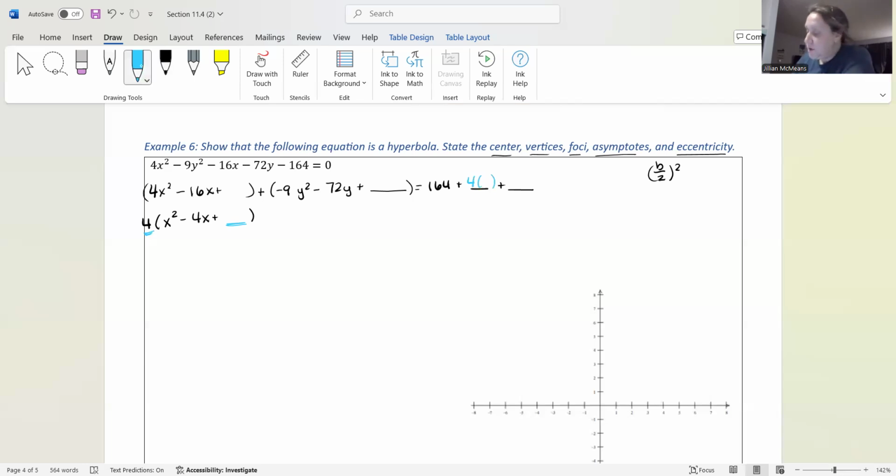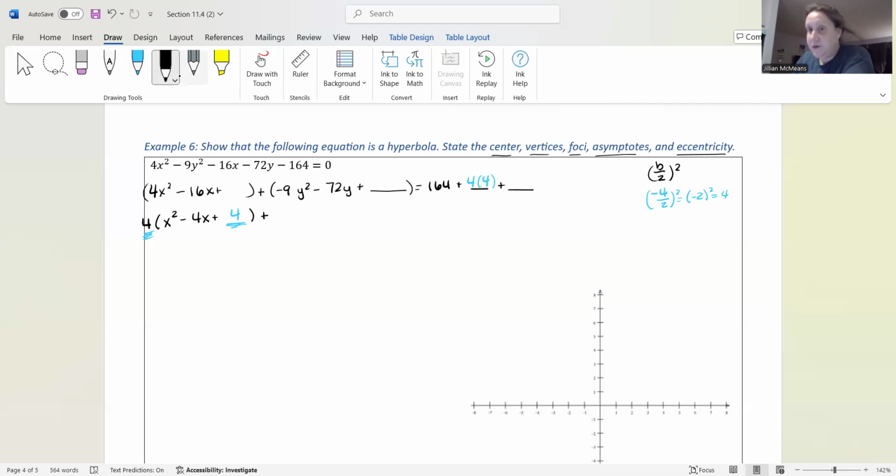All right, so let's think about it. In this case, b is negative 4. So we want negative 4 over 2 squared. Well, that's just negative 2 squared, which is 4. So I'm going to add 4 inside the parentheses, and then on the right, I'm going to add 4 times 4. Okay? And then we're going to go to the y's.